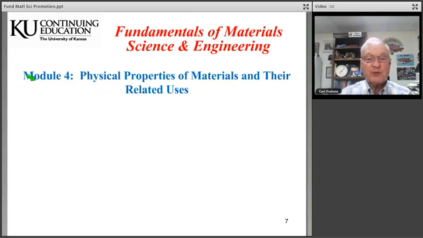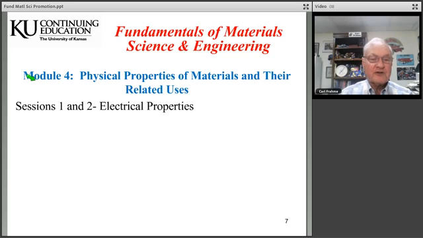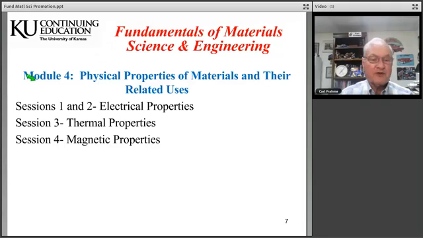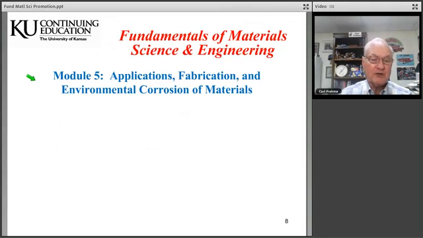Module 4 is physical properties of materials and their related uses. Now, these are the properties other than mechanical properties, which we discussed in an earlier module. Sessions 1 and 2, electrical properties. Session 3, thermal properties. Session 4, magnetic properties. Session 5 and 6, optical properties.